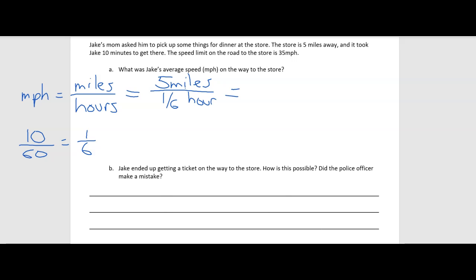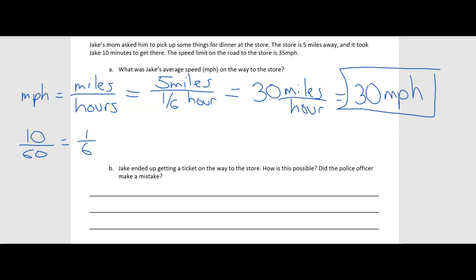Now, if we're dividing by 1/6, that means we are actually multiplying by 6. So we end up getting 30 miles per hour. And again, we just usually write that as 30 mph. So his average speed was 30 miles per hour.